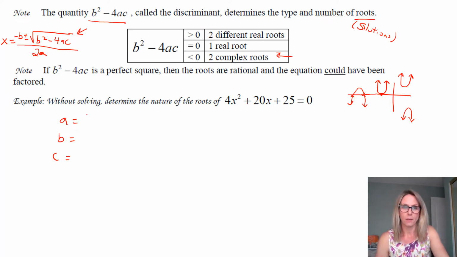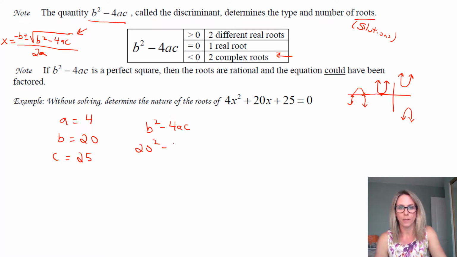So with a, b, c, we have 4, 20, 25. These are some big numbers here. But the discriminant b squared minus 4ac will have 20 squared minus 4 times 4 times 25. 20 squared is 400.